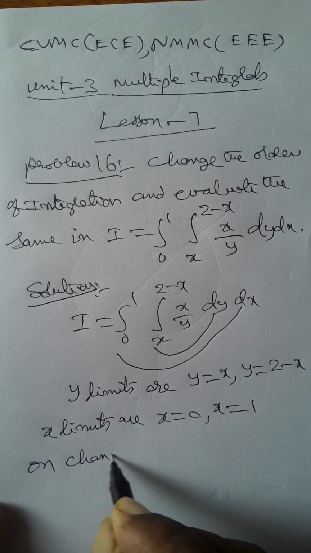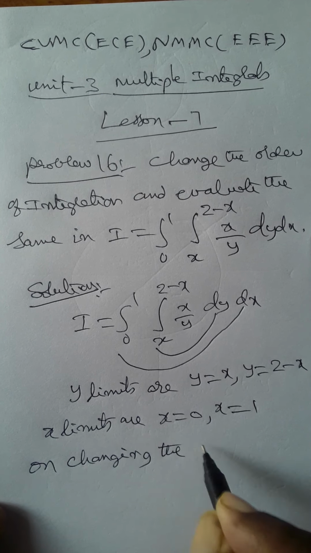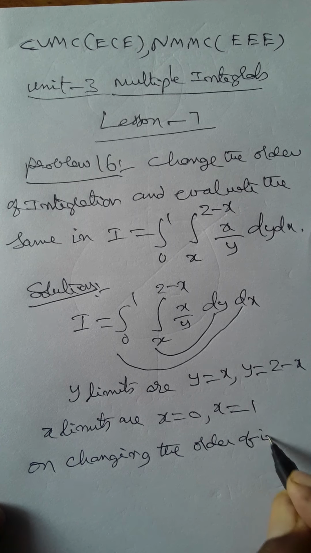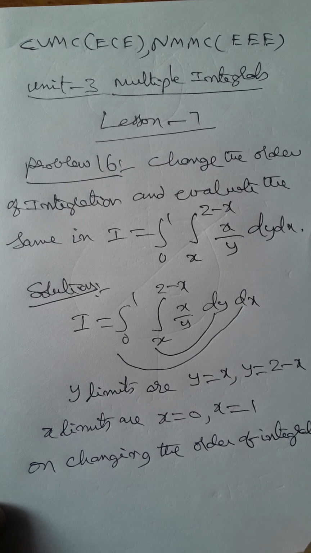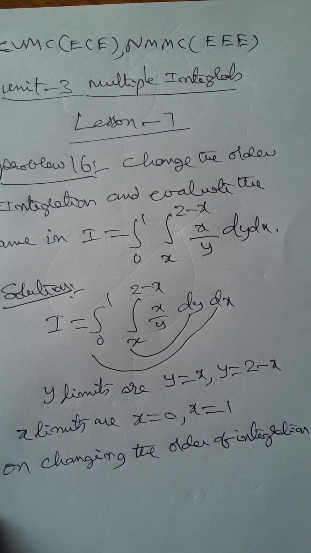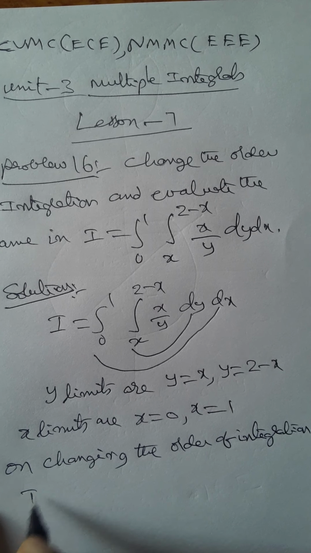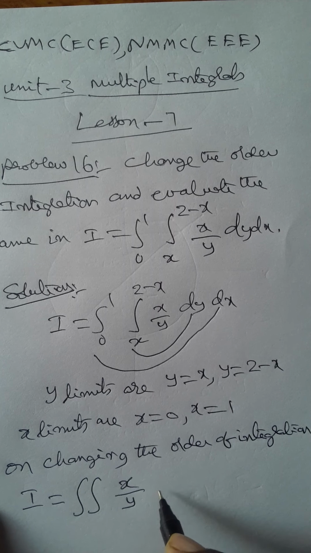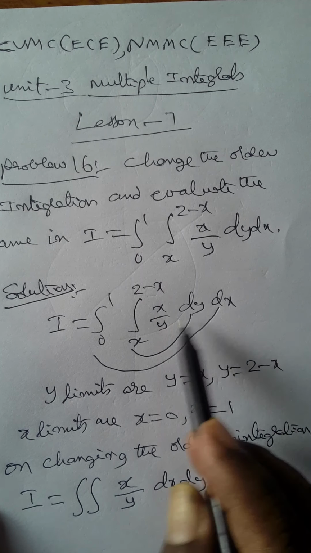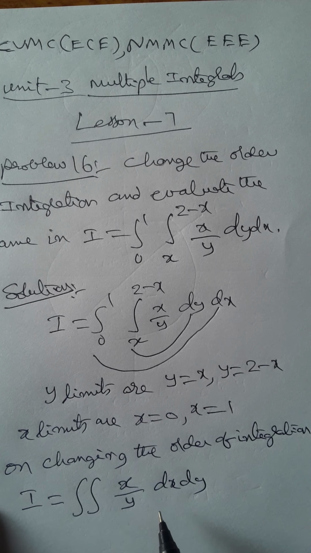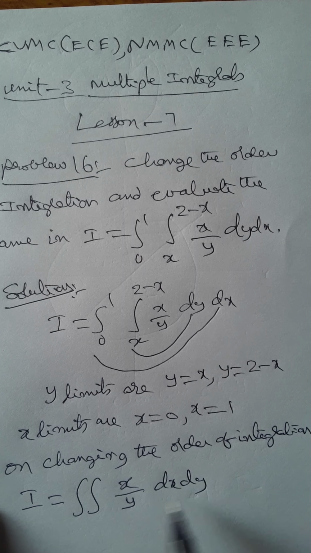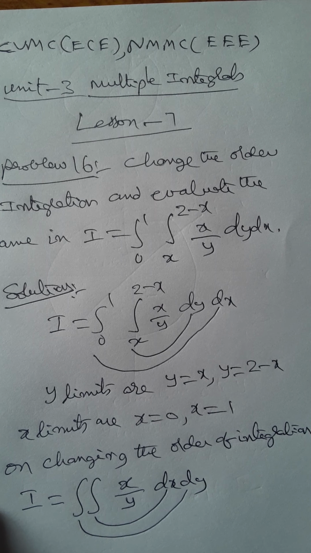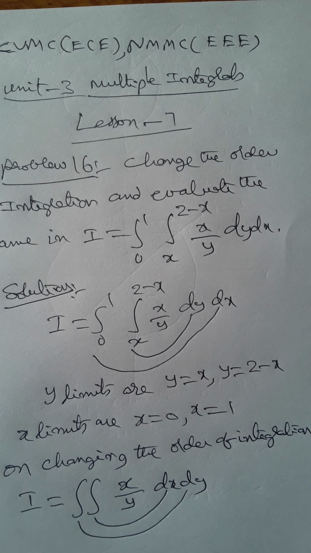On changing the order of integration, I is equal to the double integral of x by y dx dy. Here the order is dy dx. We have to change the order of integration, so we write dx dy. Now we have to obtain x limits and y limits according to the given rules and diagrams.